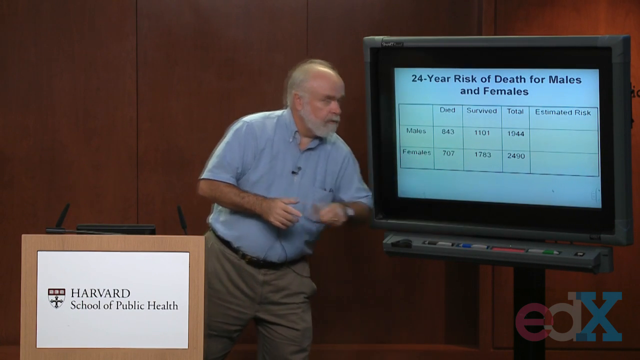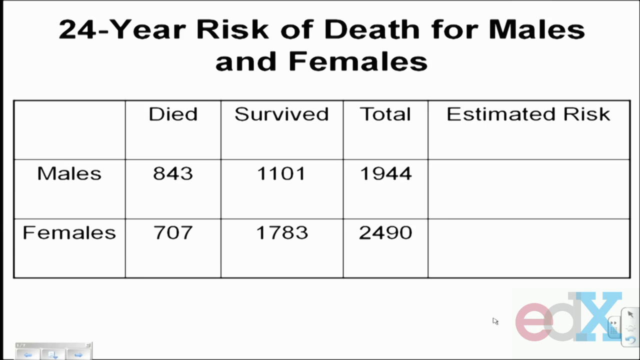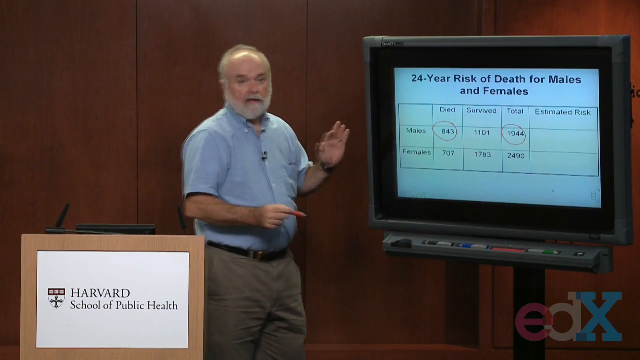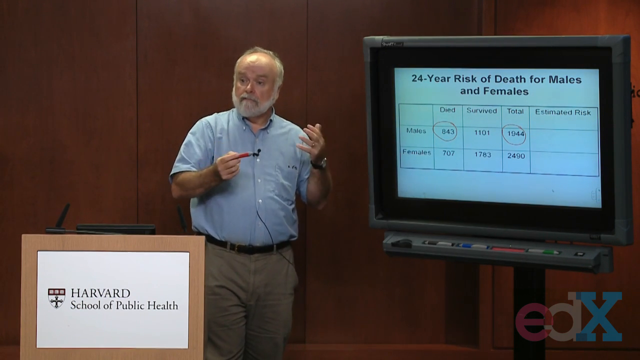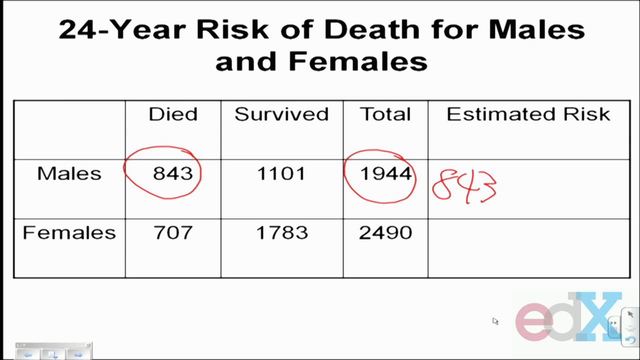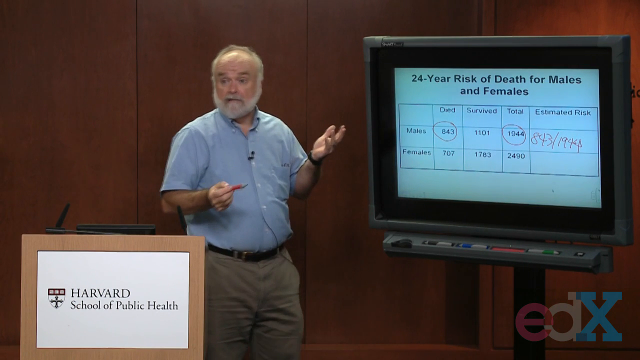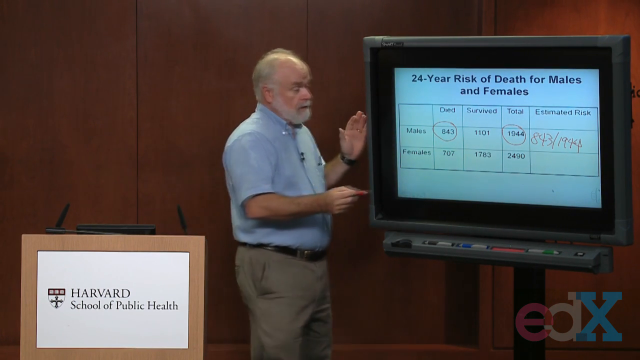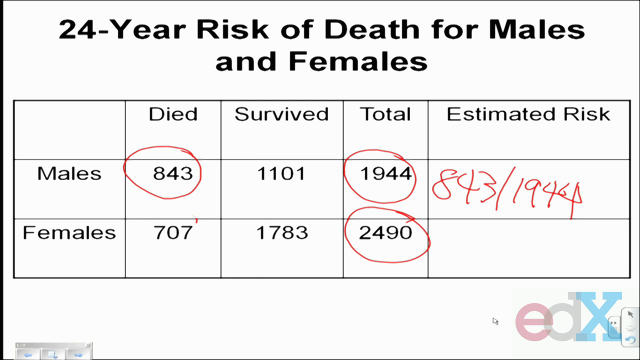So the first thing I gave you was this table of the 1,944 men in our Framingham study, of which 843 died. Now, you can measure the cumulative incidence. The estimated risk of death among those people would be 843 deaths divided by 1,944 total men in the study. You could do the same calculations for females. You had 2,490 females followed for 24 years, and 707 of them died. Their cumulative incidence, their estimated risk, would be 707 divided by the 2,490.